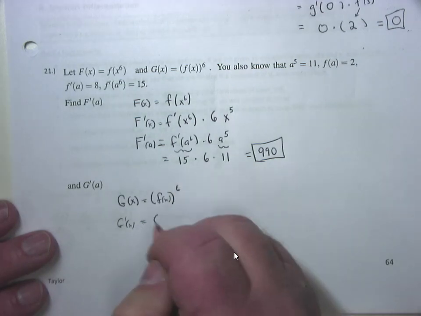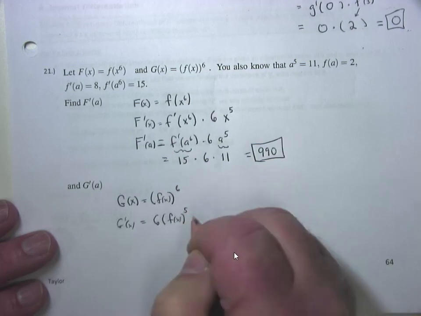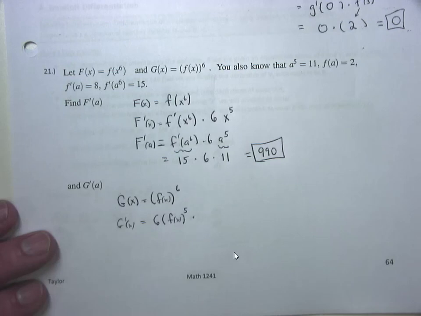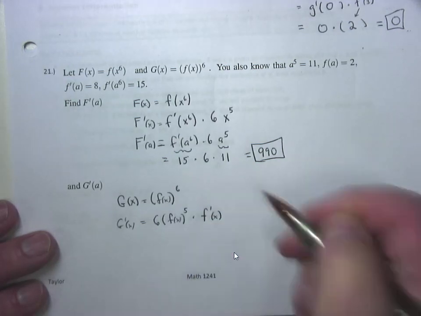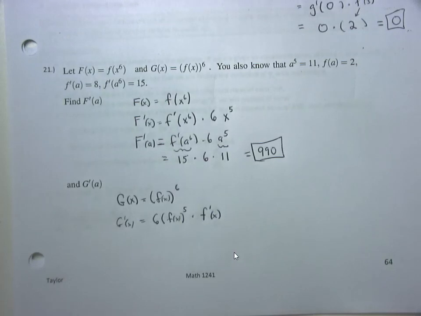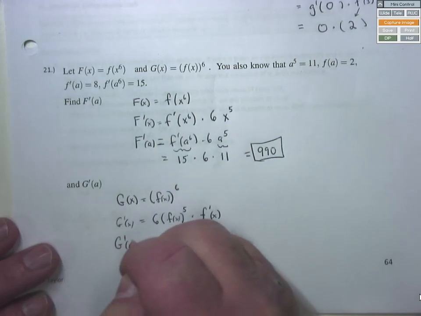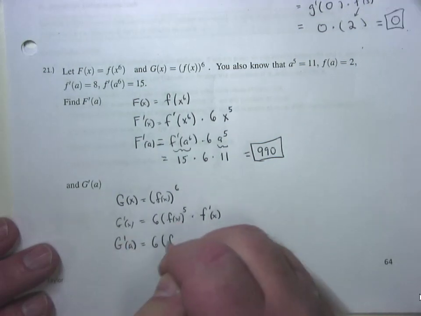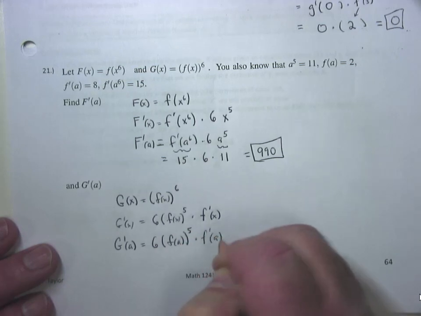of something to the 6th power, you bring down the 6. The inside f of x stays the same, raised to the 5th power. Derivative of the outside, inside stays the same times derivative of the inside is f. So the derivative of that would be f prime of x. So now I'm going to do the same thing by replacing all the x's with a's. So g prime of a would be 6 times f of a to the 5th times f prime of a.